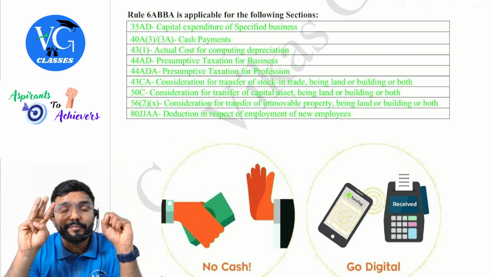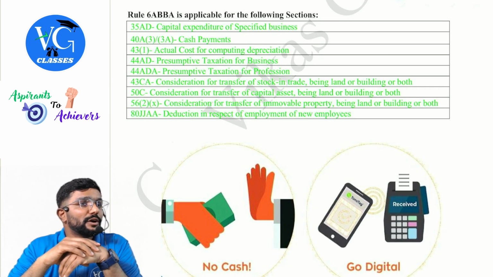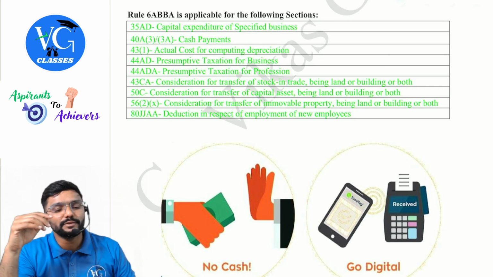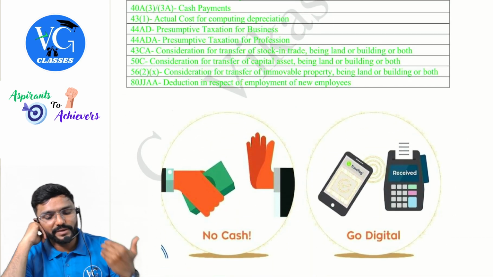Actual presumptive percentage is how much? 6%, provided you have received in any mode other than cash on or before the due date. Sir, in what mode should I receive? Following mode. Okay. Next, 44ADA, presumptive taxation for profession.